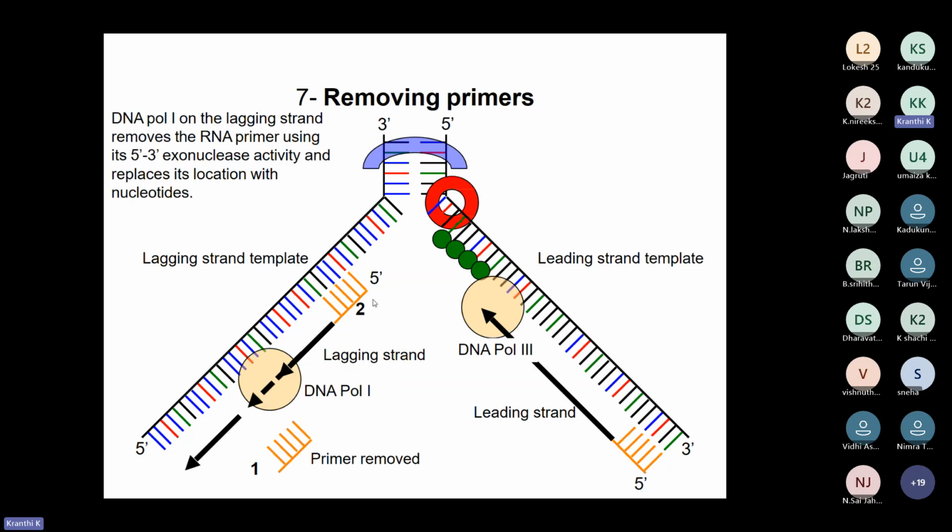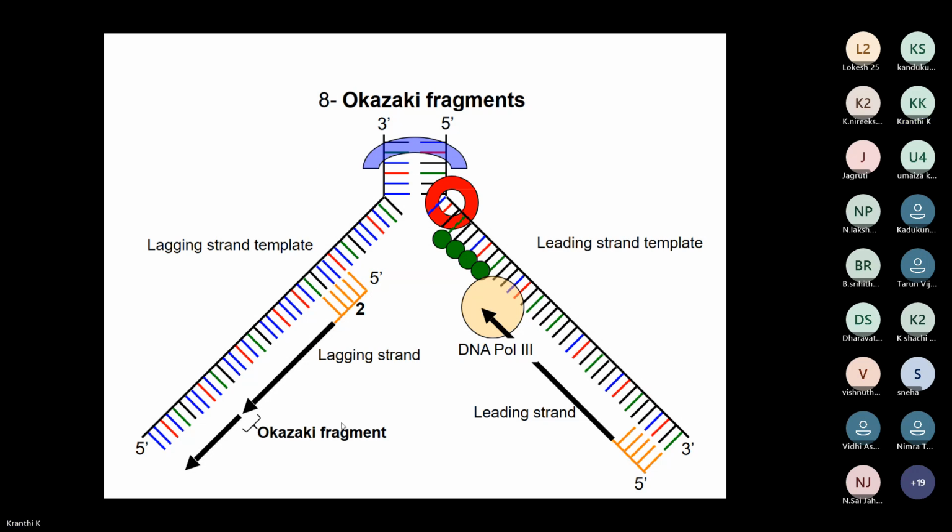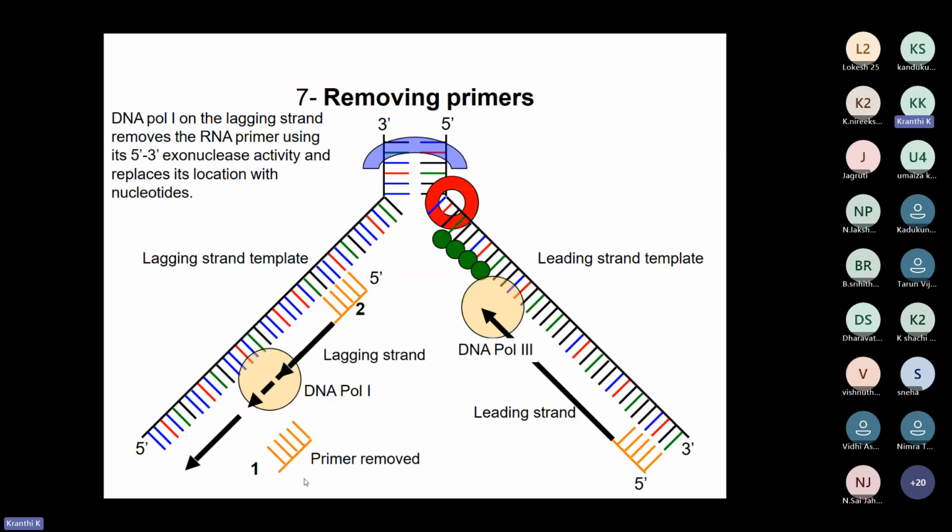How will these RNA primers be deleted? There is a 5' to 3' exonuclease. DNA polymerase 1 on the lagging strand removes the RNA primer using its 5' to 3' activity and replaces it with new nucleotides. Once the replication is finished, it removes the RNA primers and then adds the new nucleotides. Whenever it removes a primer, there is a space between the product of one primer and the product of the other primer.